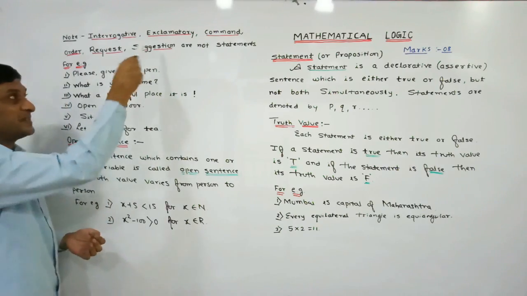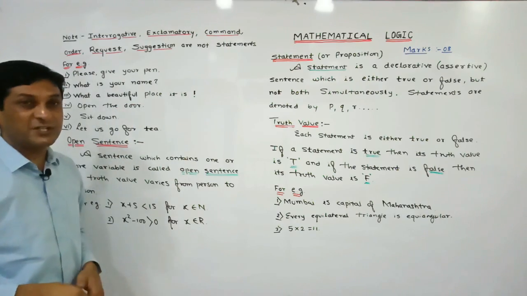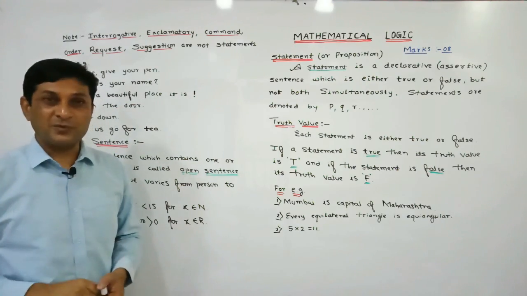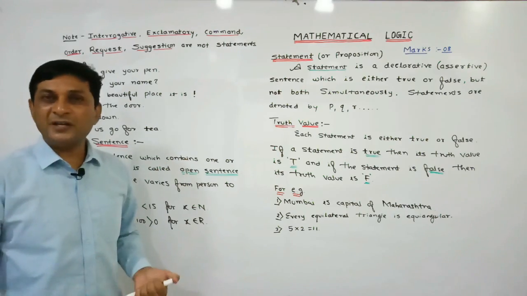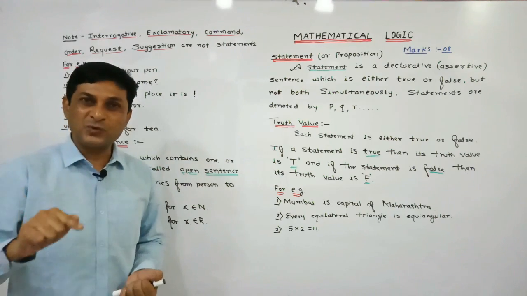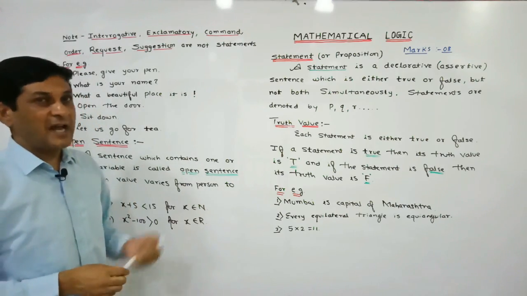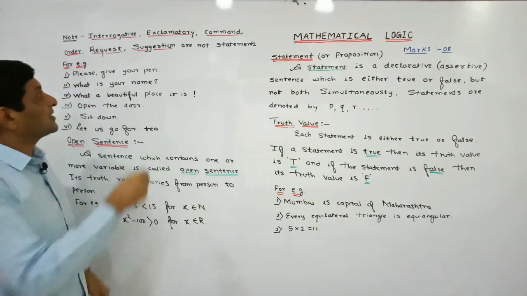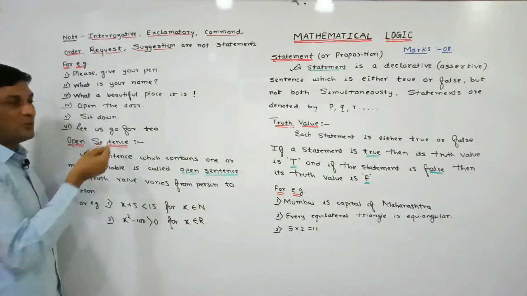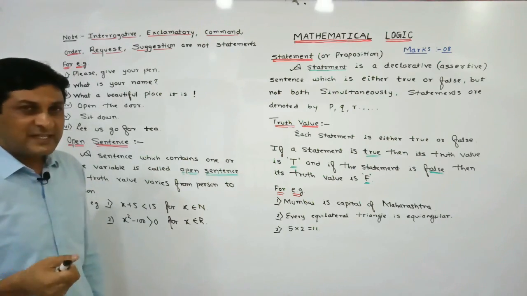Then the exclamatory sentence. Exclamatory sentence, what a beautiful place it is. May God bless you. Such types of sentences in which we are not able to identify whether it is true or false are not considered as what? Statement. Getting it?